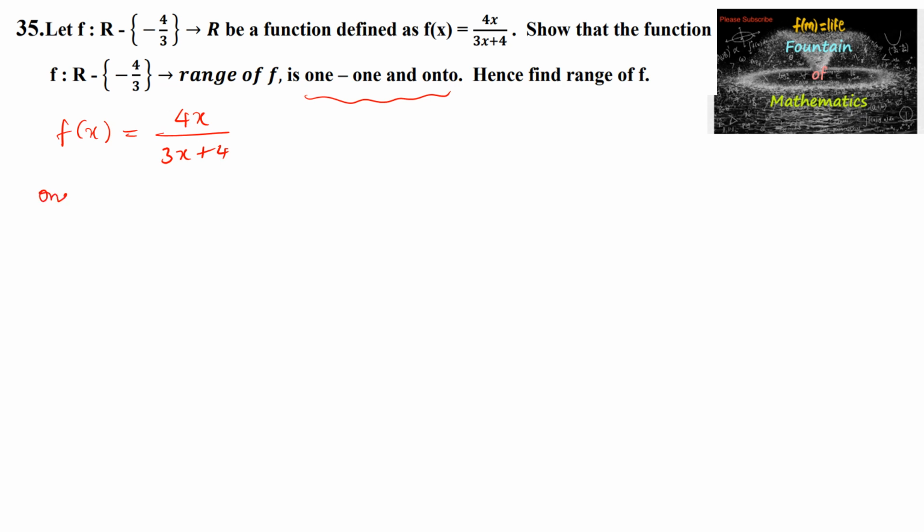So for one-one function, to show that the function is 1 to 1, consider f of x1 is equal to f of x2 implies x1 is equal to x2, for x1 comma x2 belongs to the domain of the function, that is R minus of -4 by 3.